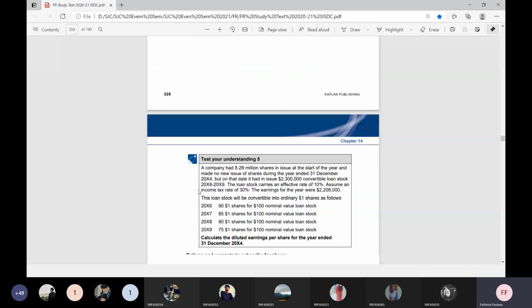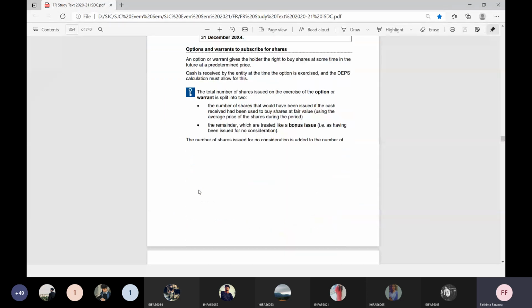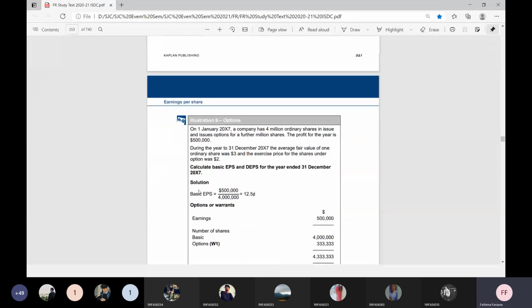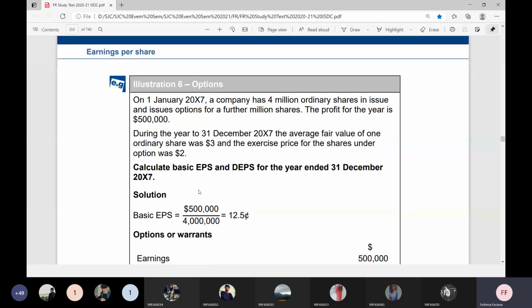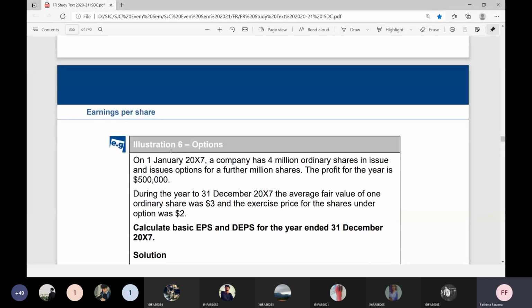You can go through the illustration problems also. It's really good. It will make you understand very clearly. So this is the problem in illustration 6. See here. On 1st Jan 2007, a company has 4 million ordinary shares in issue and issues options for a further million shares. Further million shares means how many?